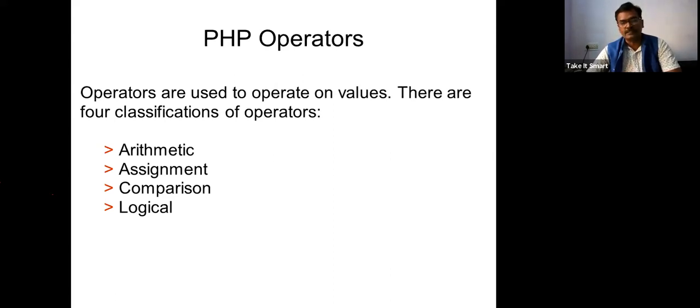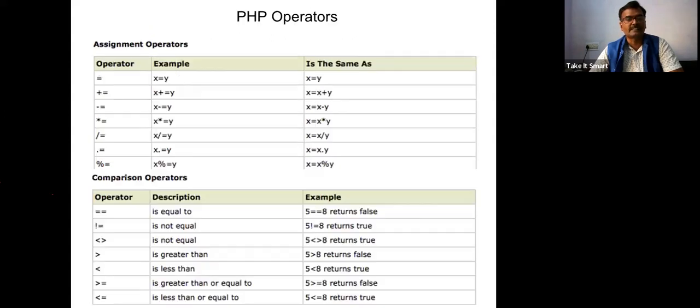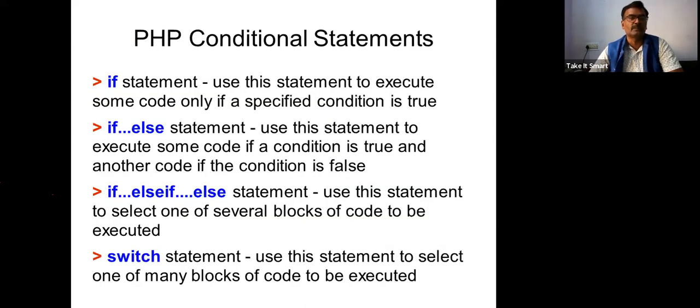Assignment operator: assigning a value to some variable, or from some variable to some variable. Fine. Comparison operator: equal to, not equal to, greater than, less than. Logical: if A and B are present, let the class happen. Second, OR operator: if A or B is present, class can happen. If 42 or 50 students are present, class can happen. Fine. So here symbols are there. Also yesterday I showed you the symbols.